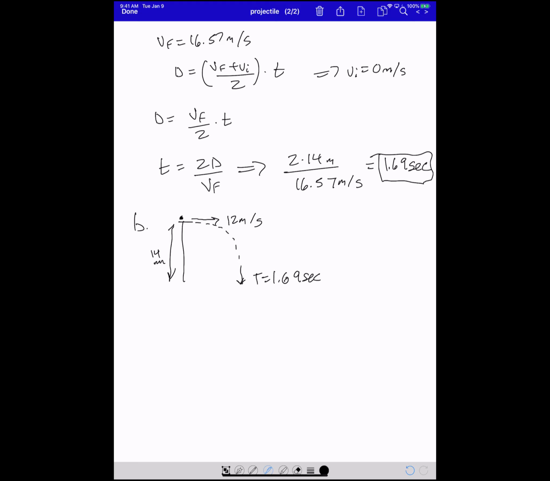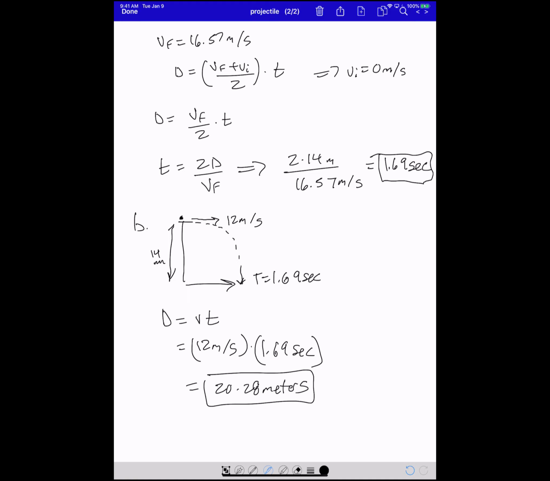So we can just use our simple distance equation. Distance equals velocity times time. This is pretty simple. The velocity in the horizontal direction is 12 meters per second. And the amount of time it's traveled before it hits the ground is 1.69 seconds. So now all we need to do is multiply 12 times 1.69, and we're going to get 20.28 meters. So that's the answer to letter B. So we've gone this way about 20 meters. And that's it. So that's how you solve this problem.